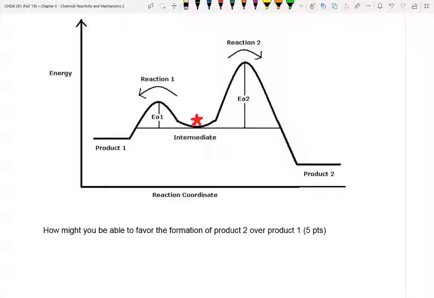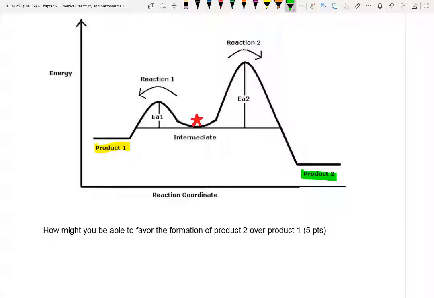So let me try to give you a few hints on this one. My first hint is, between product 1 and product 2, which one is the more stable product? Between product 1 over here and product 2, which one's more stable? Product 2. So if it's more stable, that means that energetically, the system would prefer to reach product 2 than product 1, right? Second question is, between reaction 1 and reaction 2, which reaction is easier to initialize?